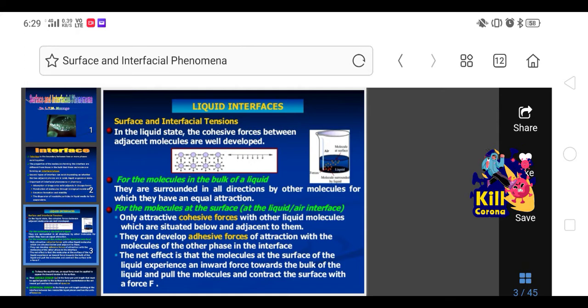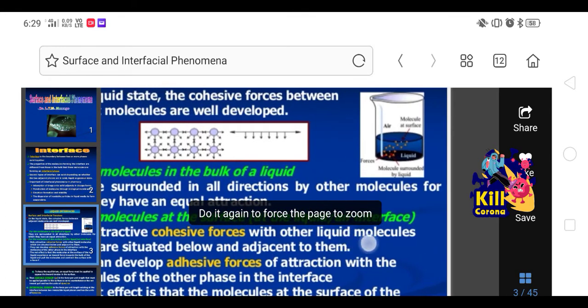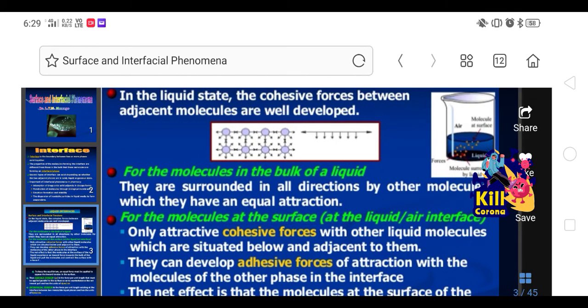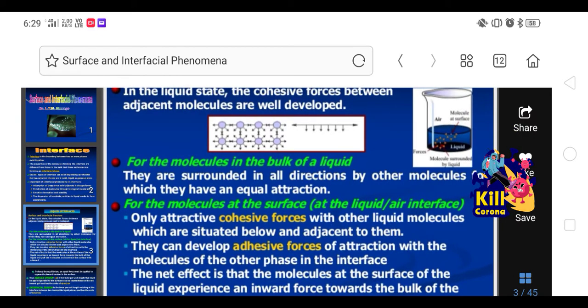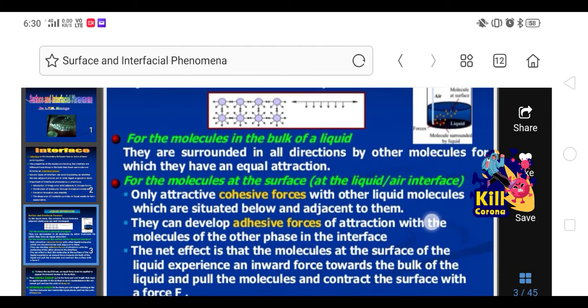Surface and interfacial tension. In this, the cohesive force between adjacent molecules is well developed. See the molecule on the surface. When a molecule is in the surface, it is attracted by inner forces, so all the molecules are attracted inside. Molecules in the bulk are surrounded in all directions, right? But when the molecule is in the surface, it is attracted by the bulk, right? And when the molecule is in the bulk, it is completely balanced, attracted by all sides.